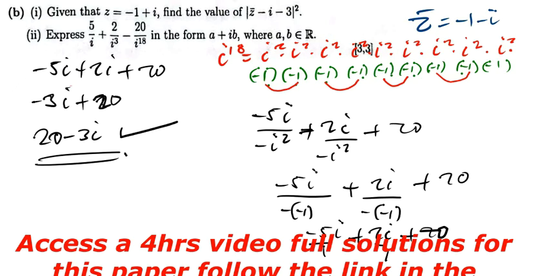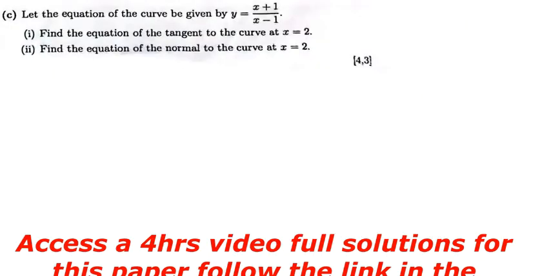Okay, that is it for part B. Let us now go and solve question 3c, which is also still under calculus, and is saying the equation of the curve is given by y equal to x plus 1 divided by x minus 1. Find the equation of the tangent to the curve at x equal to 2.